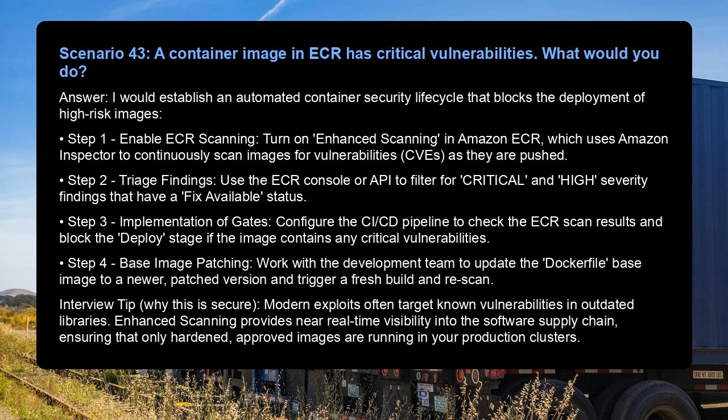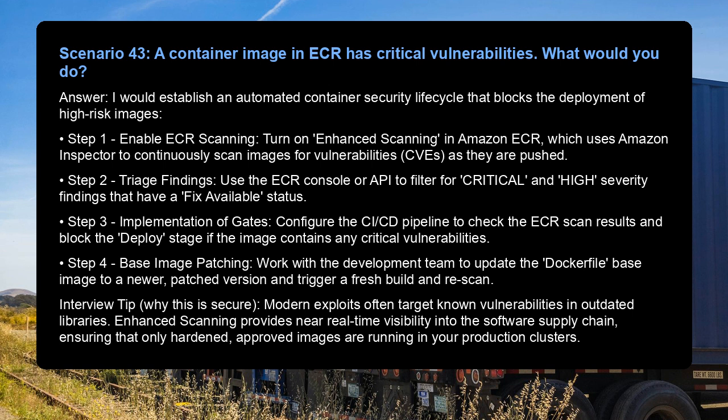What would you do? Answer: I would establish an automated container security lifecycle that blocks the deployment of high-risk images. Step 1. Enable ECR scanning. Turn on enhanced scanning in Amazon ECR, which uses Amazon Inspector to continuously scan images for vulnerabilities, CVEs, as they are pushed. Step 2. Triage findings. Use the ECR console or API to filter for critical and high-severity findings that have a fix-available status.